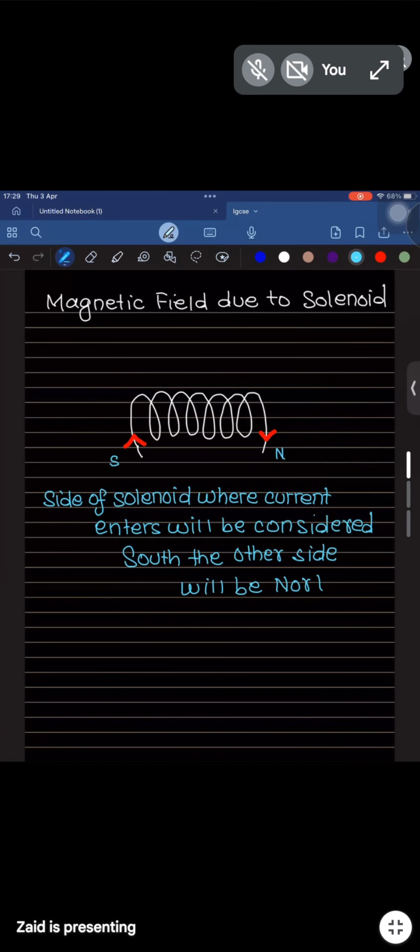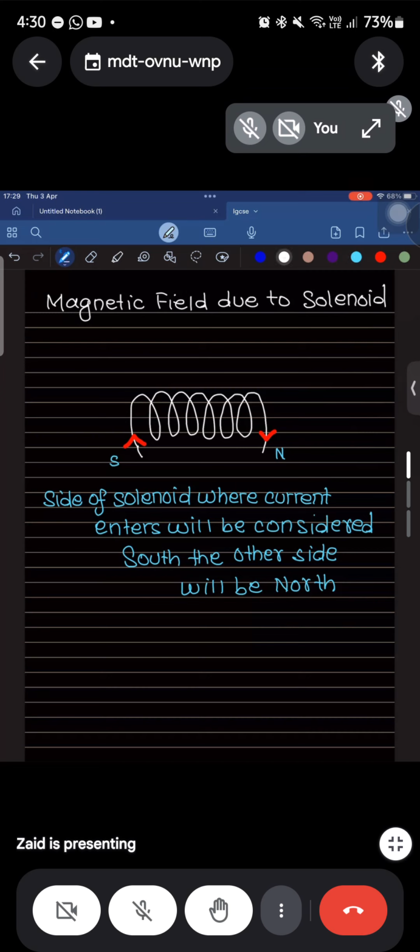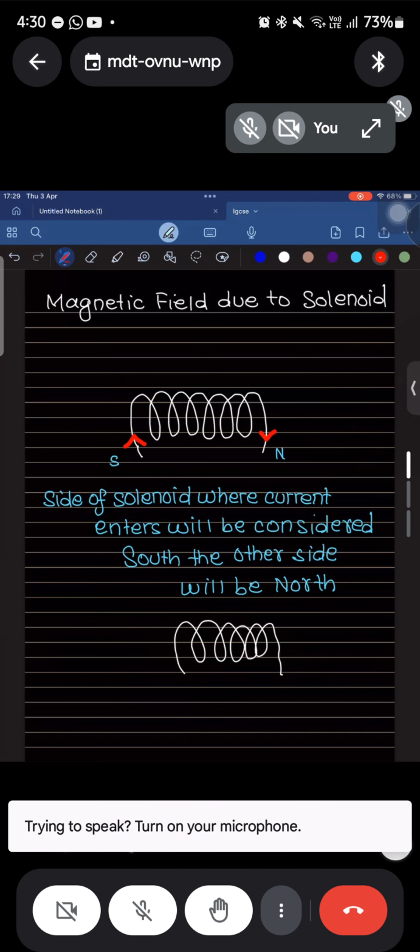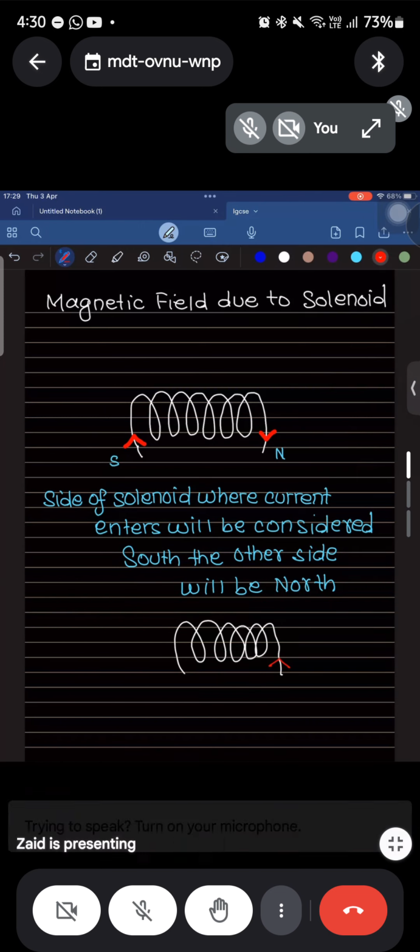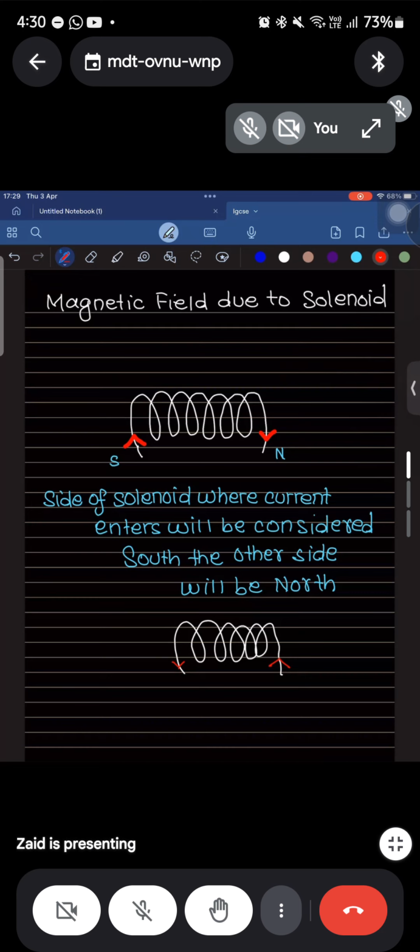Okay, beta, is that clear? So I can swap this as well. If I'm allowing the current to enter from here, in that case we have the things reversed. In that case, this is going to be the north, and that's going to be the south.